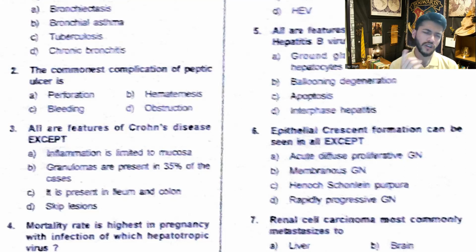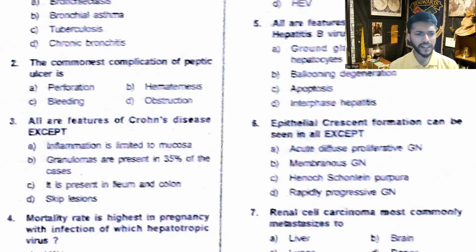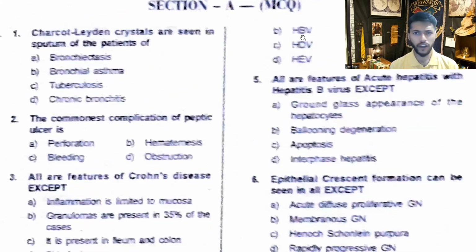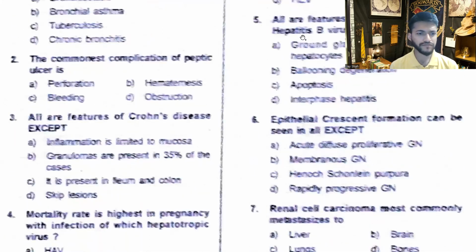It may be a bit odd, but it might come because, as I've told you, paper one has been relatively easy. Mortality rate is highest in pregnancy with infection of which hepatotropic virus? Without doubt, it has to be hepatitis B virus.